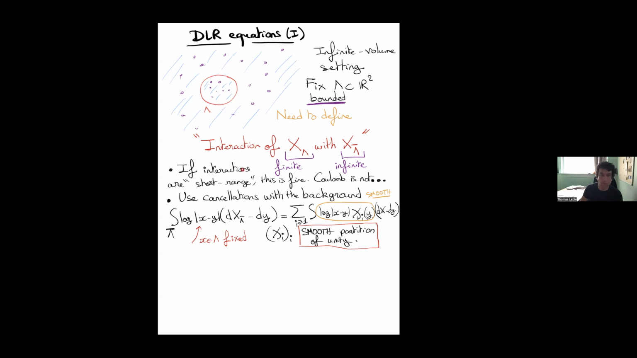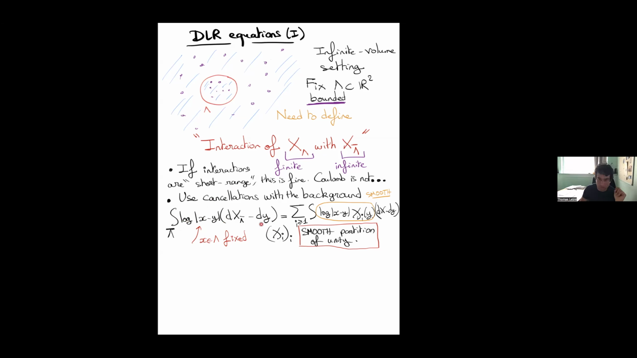So of course, what you need to do is to use cancellations with the background. If you're just trying to compute interactions of the purple points with the purple points, you will have an infinite diverging thing, okay? But if you subtract the blue things, well, you can expect some cancellations to happen. And in one word, the trick is, you want to give a meaning to this, basically. You just pick one point x within lambda, and you want to give a meaning to the interaction of x with everything outside. As you can see, this is a poorly defined quantity a priori, right? It's hard to give a meaning to this.